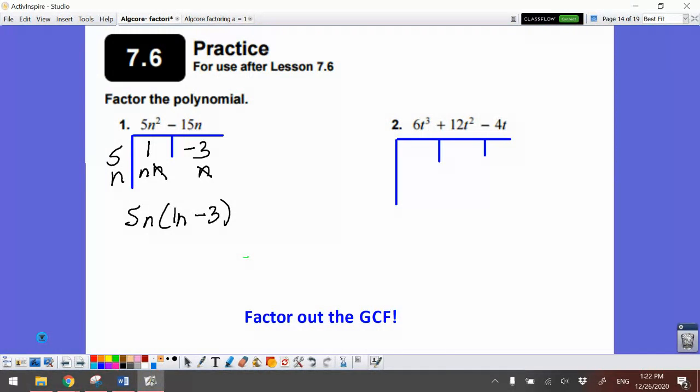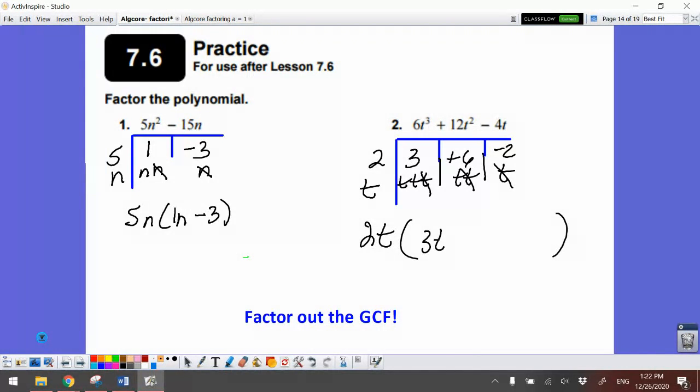And it's done. 6, 12, and negative 4. Well, I can take out a 2. So 6 divided by 2 is 3. 12 divided by 2, that's going to give me a positive 6. And negative 4 divided by 2, that's a negative 2. And my t's, I see that I can take out 1. So 2t is my GCF, and I'm left with 3t squared plus 6t minus 2.